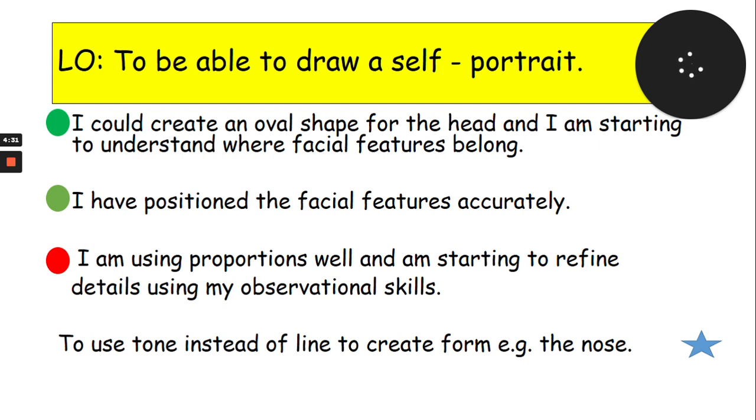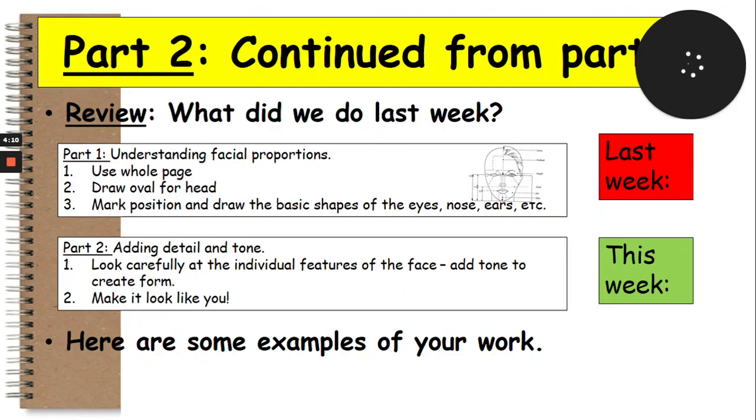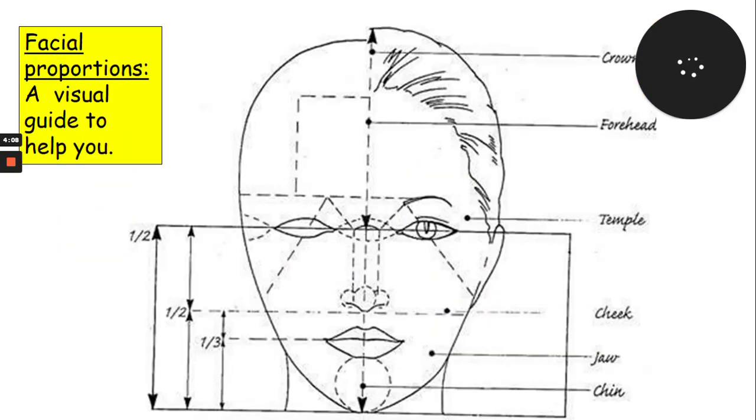Some of you have handed in your work, which is great, as I could have a look at it and give you some feedback. What I want all of you to look at today, before we move on with today's lesson, is whether you have positioned your eyes correctly. So the eyes should be, and I'm going to show you on the diagram, positioned halfway down the face. There's the oval, positioned halfway down the face, and the eyes are on the midpoint of that halfway line.